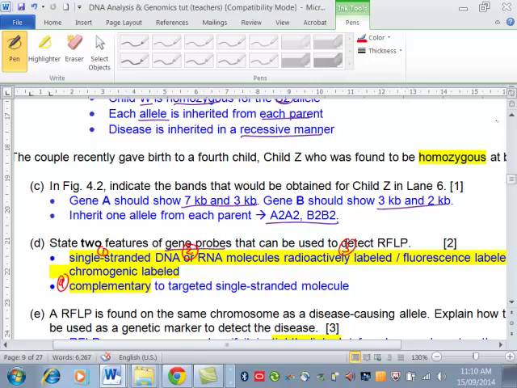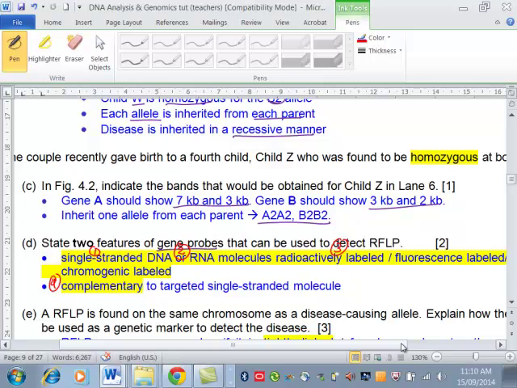Okay, part E, RFLP is found on the same chromosome as the disease-causing allele. Okay, so everyone here, I want you to highlight found on the same chromosome. So if it's the same chromosome, it means the RFLP and the disease-causing allele are linked. Then you put 2 star. They are linked. Explain how the RFLP can be used as a genetic marker to detect the disease. Right? So when they are linked, how can RFLP be used as a genetic marker to detect the disease.